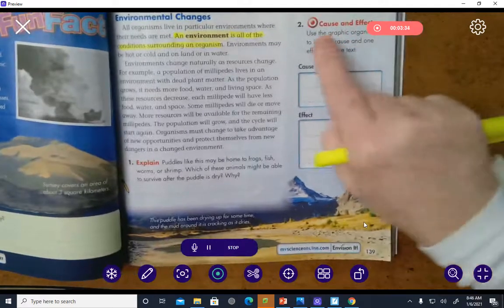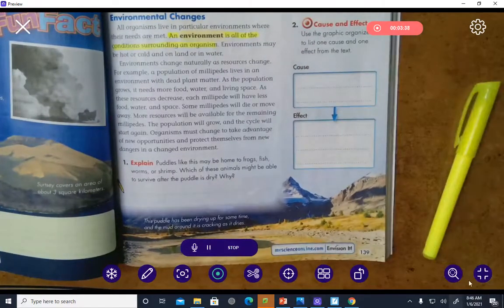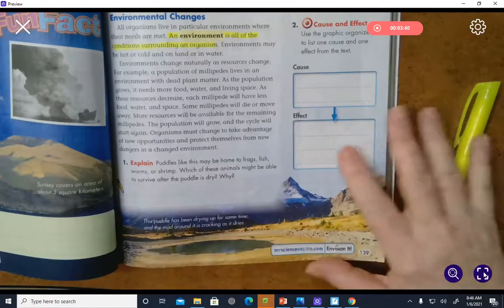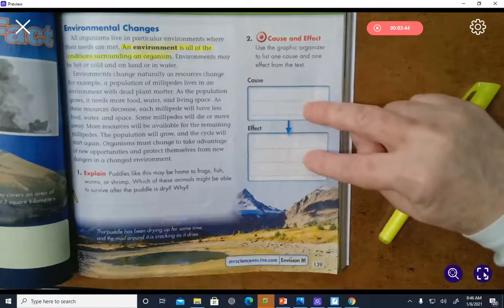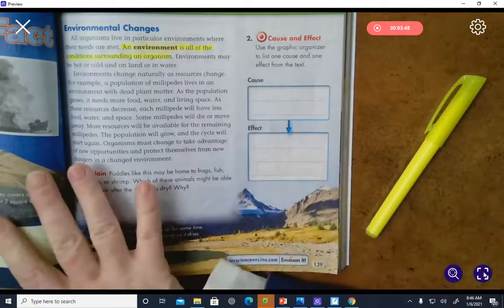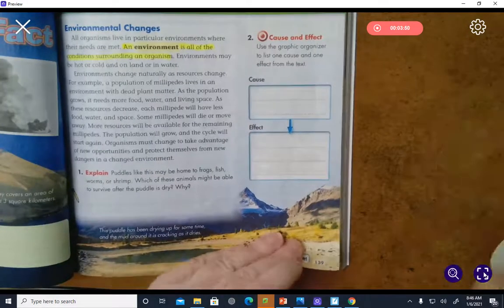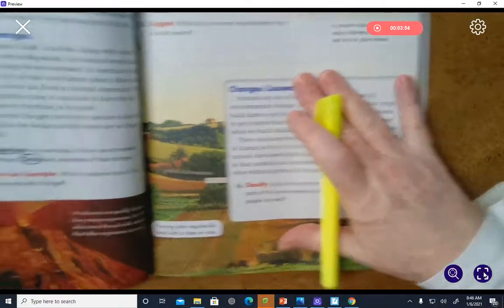Number 2, this is a cause and effect question. Use this graphic organizer to list a cause and 1 effect from the text. So you can pause the video and answer that, or go back after we're done reading all of it.